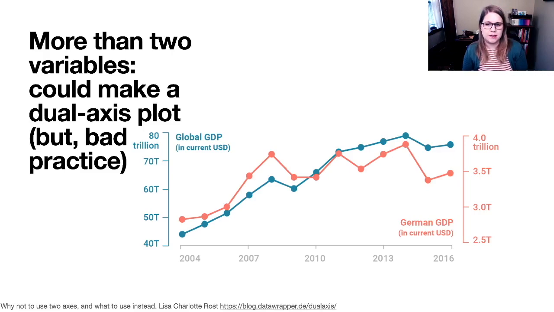But this is seen as bad practice, and the reason is because typically those two scales aren't the same. So in this example, the scale on the left is going from $40 trillion to $80 trillion, and the one on the right is going from $2.5 trillion to $4 trillion. And the way that those axes have been aligned makes it look like there's a strong relationship between these two things, but the choice of how you align the axes can make the picture look really different.